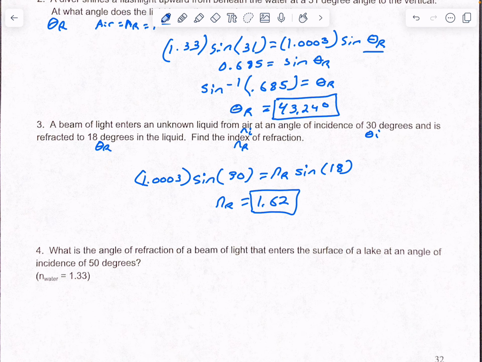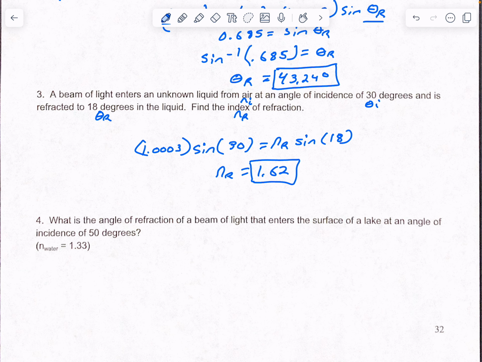Number 4: what is the angle of refraction of a beam of light that enters the surface of a lake at an angle of 50 degrees? Incidence, so this is your theta I. It enters the lake, so that means you came from air. So your Ni is air, which is 1.0003. It asks what is the angle of refraction, so you're looking for theta R.